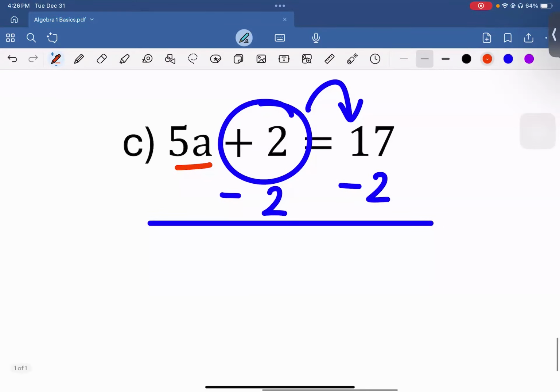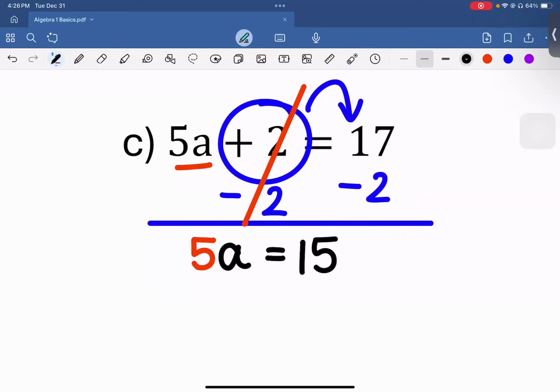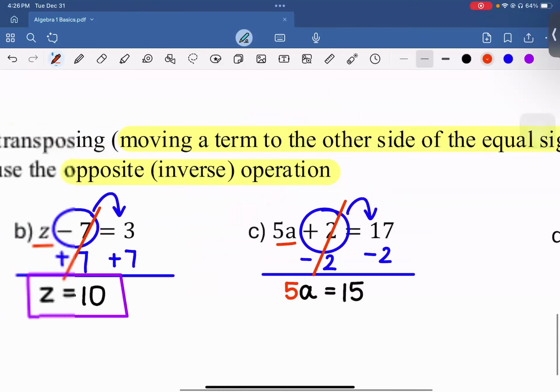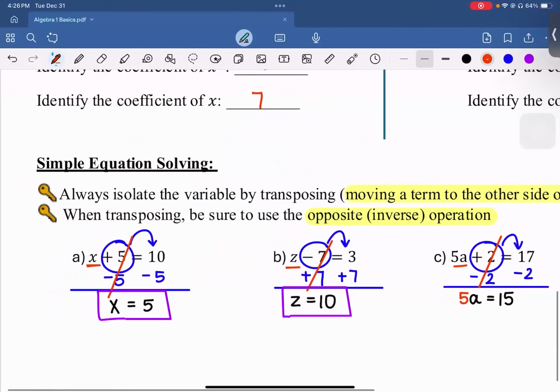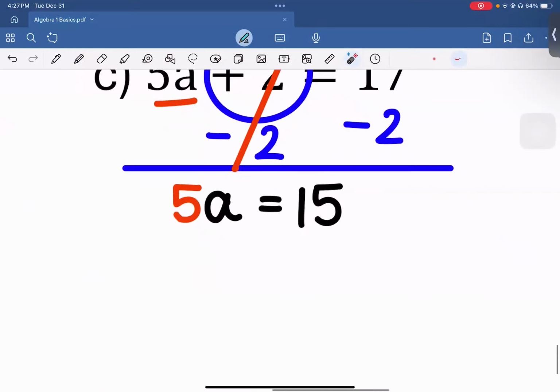So I'm going to have 5a equals, because remember we can cross this out. And then I'm going to combine 17 minus 2, which is going to get us a positive 15. So now we can see that the a is still not by itself. And I even put it in red, that 5 is kind of in our way. So this key right here, we're always using the opposite inverse operation. That's going to come into play here.